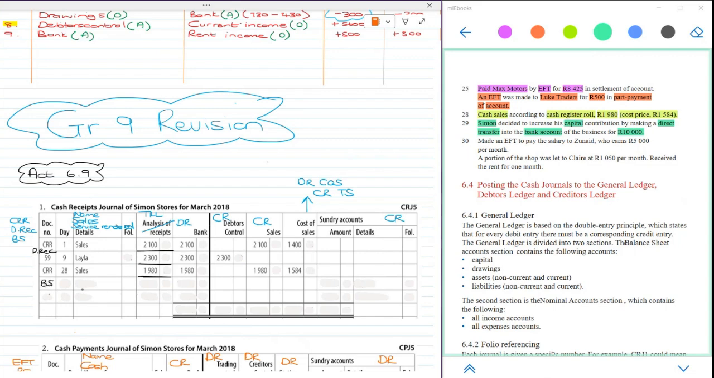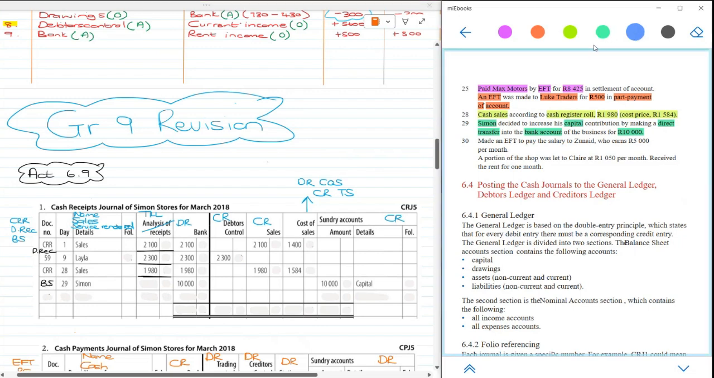Right, the date was the 29th. We received the money from Simon, direct into my bank account, so we won't receive the money in our till. So I can't write anything in my analysis of receipts. So directly in my bank column, 10,000 Rand. This was to increase his capital contribution. I don't have a capital column, so in the sundry account, 10,000 Rand, and this is my capital.